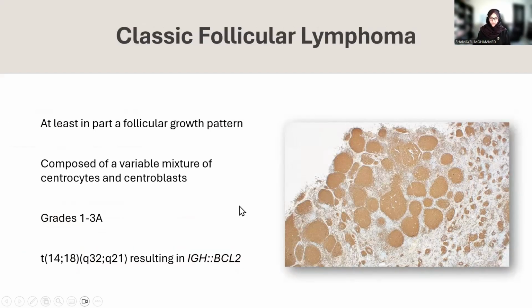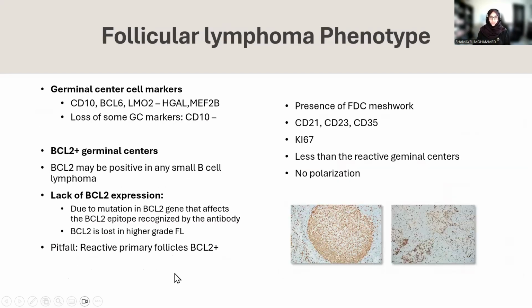The classic follicular lymphoma will have a partial follicular growth pattern, and as we said, they will have a mixture of centrocytes and centroblasts. They encompass grade 1, 2, and 3A, and they have the classical translocation t(14;18), which involves the IgH and BCL2 genes. The immunophenotype that is characteristic of follicular lymphoma is of a germinal center cell origin, because they arise from the germinal centers. So you expect them to have CD10, BCL6, LMO2, HGAL, or MEF2B.